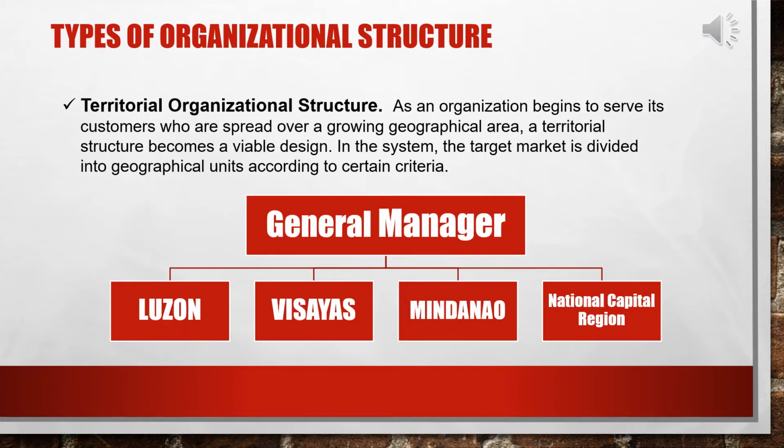Pangalawa ay territorial organizational structure. As an organization begins to serve its customer who spread out over growing geographical area, a territorial structure becomes a viable design. In the system, the target market is divided into geographical units according to certain criteria. Ang target market naman sa territorial organizational structure ay yung mga locals na kung nasaan ng business.